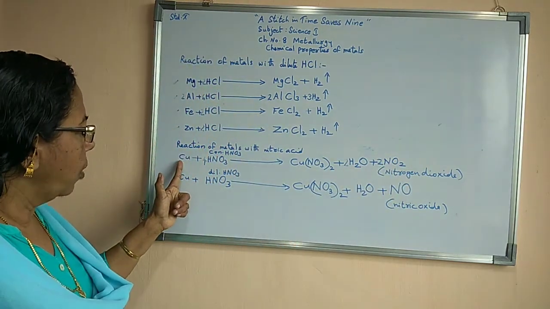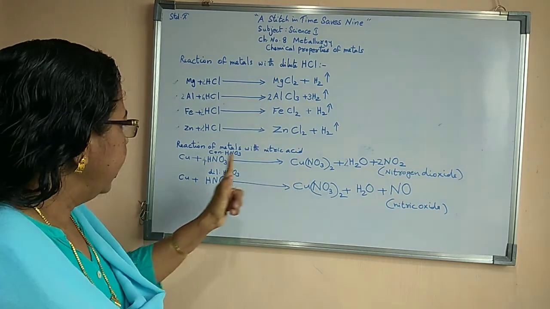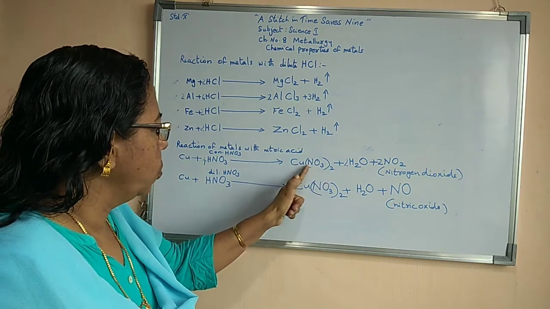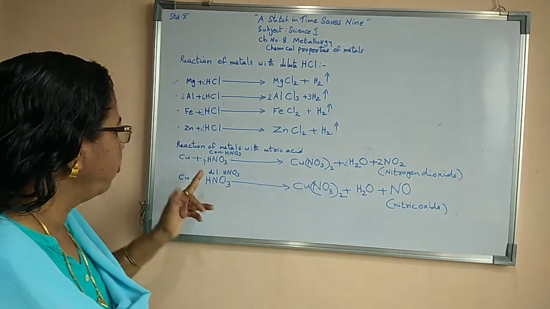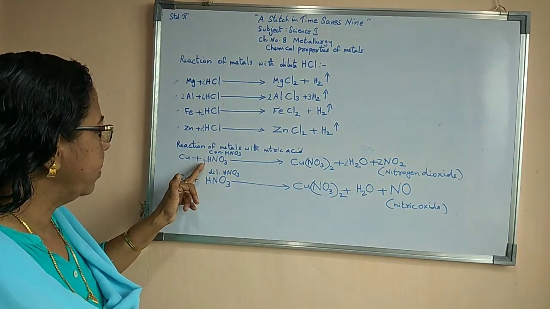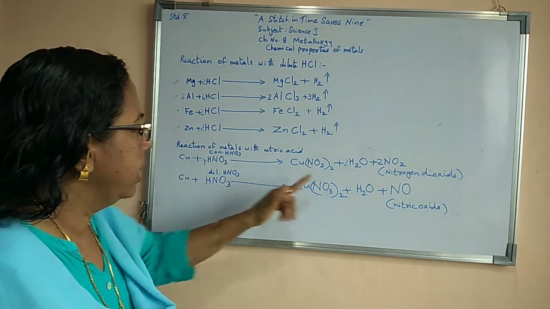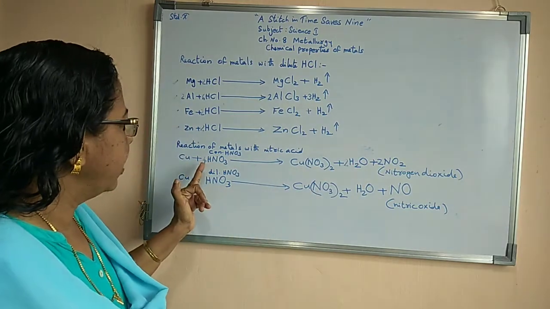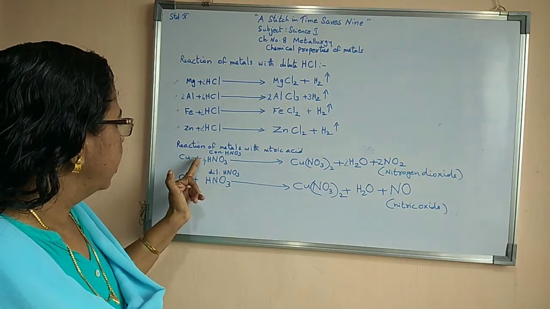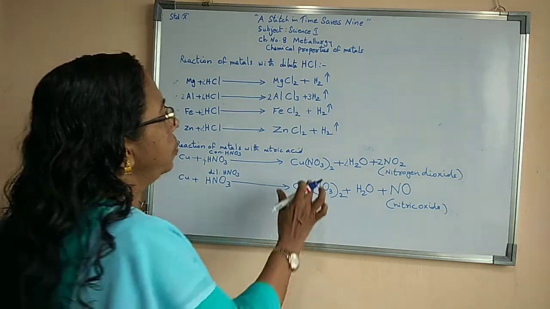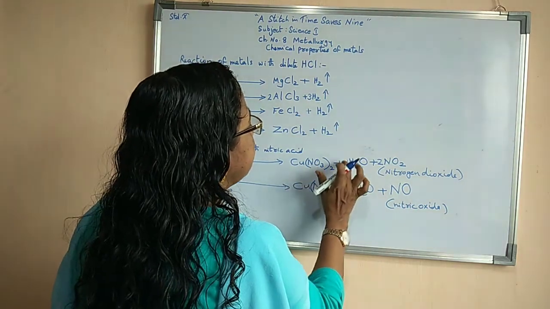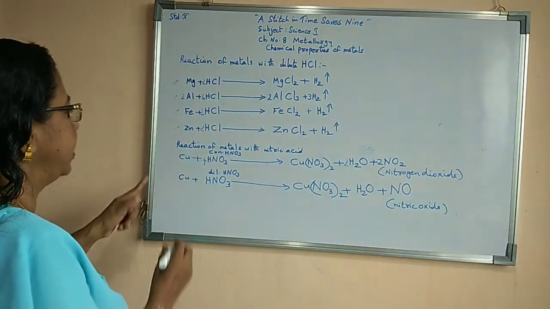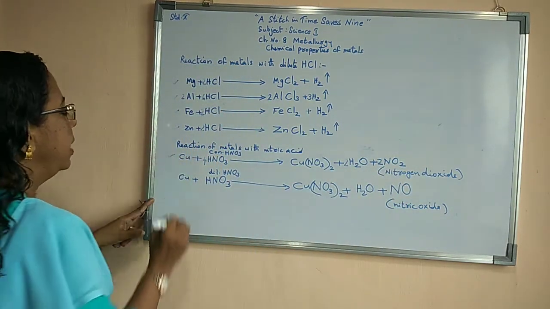Let us see now. Copper here 1. Here also 1. Now NO3. That means here nitrogen 2. Here nitrogen 2. So total 4 I have written here. Hydrogen's number here 4. There also 4. Nitrogen's number 4. Here also 4. After that oxygen's number 3 4s are 12. Here now 3 2s are 6. 6 plus 2, 8. 8 plus 4, 12. So this equation balanced. Next one.